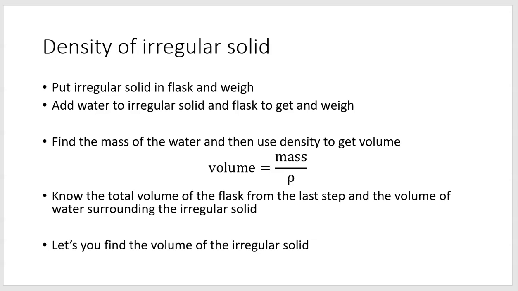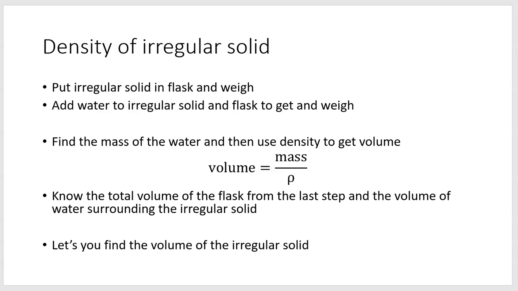We'll fill it completely with the unknown liquid we're working with. But here, our irregular solid can't do that, because solids don't change their shape, we can't somehow make it completely fill the 25 milliliter flask that we've calibrated. So instead, what we're going to do is put the irregular solid in the flask and weigh it.